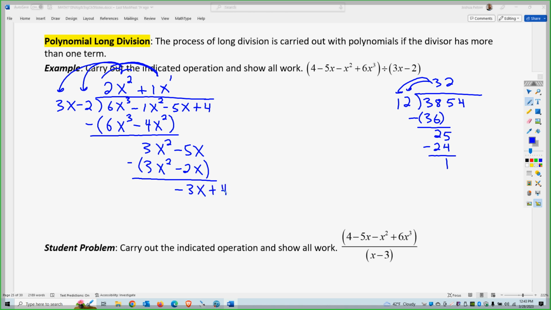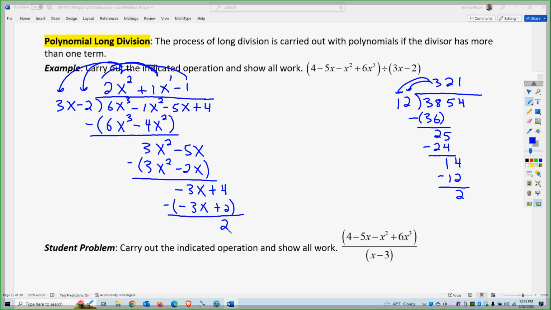There's my next term. So over here, I'm going to bring down the 4. So 12 times 1, it leaves me with 2 left over. So I go over to here, I'm going to multiply by negative 1. Okay, so negative 1 times 3x is negative 3x. Negative 1 times negative 2 is positive 2. So if I subtract, I'm left with a 2. And there's nothing else for me to bring down.